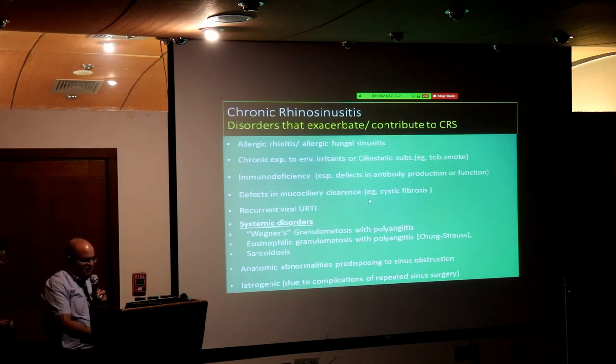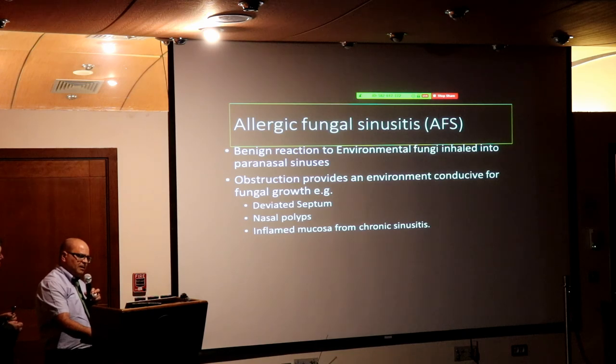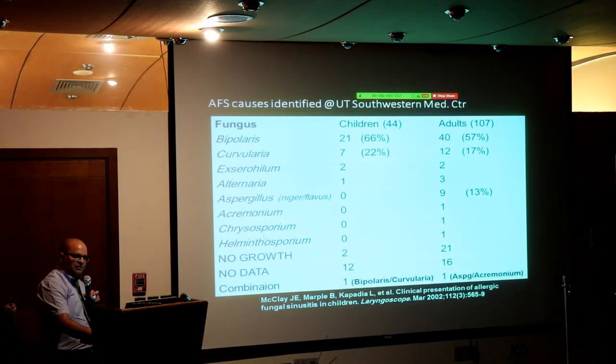Not to neglect some of the other conditions: defects in mucociliary clearance in cystic fibrosis patients, and systemic disorders of Wegener's, now called granulomatosis with polyangiitis, as well as eosinophilic granulomatosis with polyangiitis, Churg-Strauss, and sarcoidosis. Anatomic abnormalities can predispose to sinus obstruction, and of course repeated surgery or iatrogenic conditions. Allergic fungal sinusitis, if I may indulge you, are benign reactions to the environmental fungi. There's plenty of aspergillus in Jordan. Obstruction provides an environment conducive for fungal growth, such as deviated septum, nasal polyps, and inflamed mucosa. So obstruction, again, has been focused upon many times in this lecture.